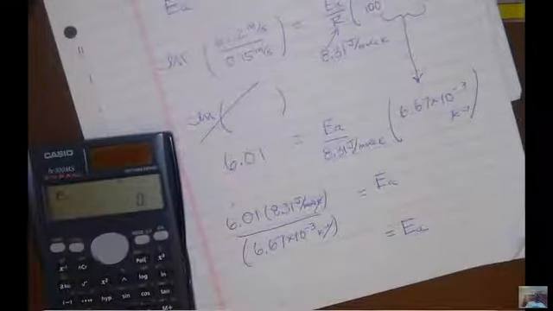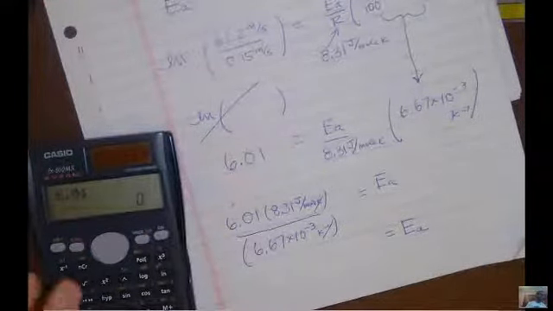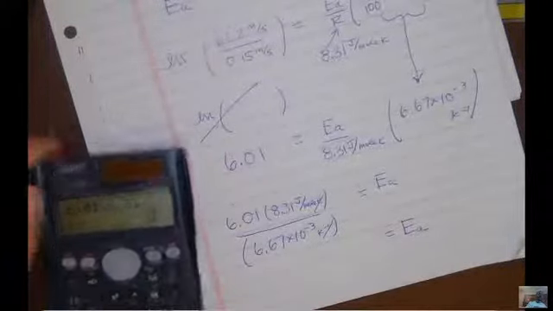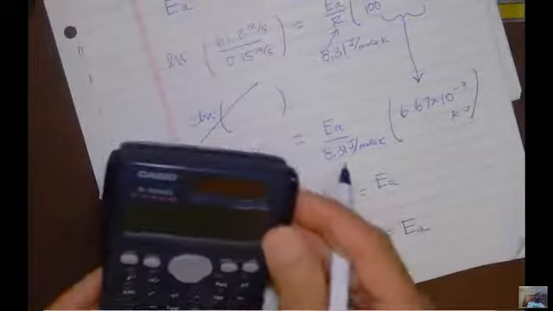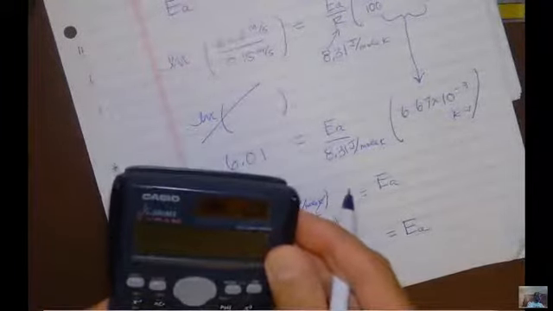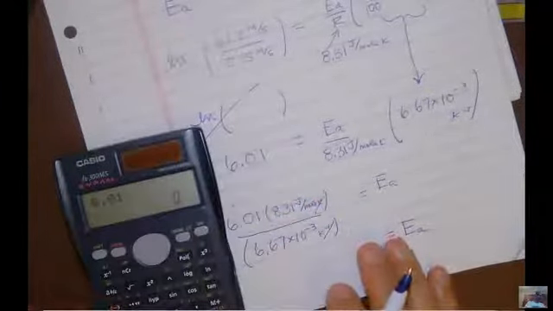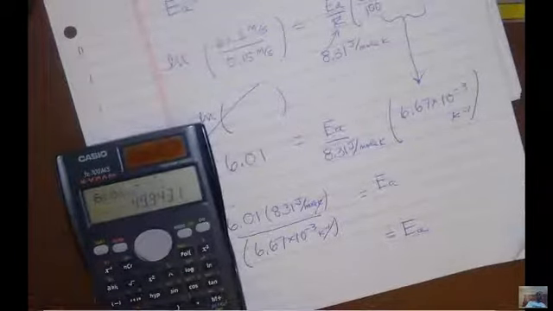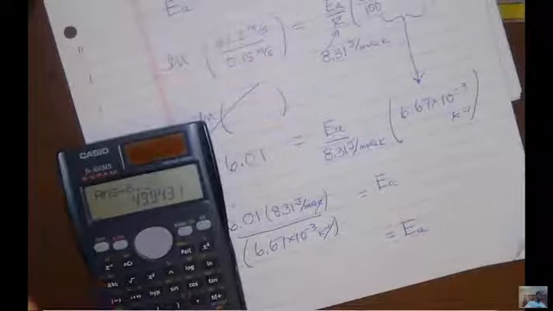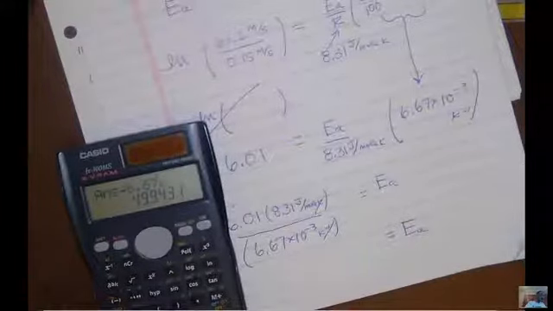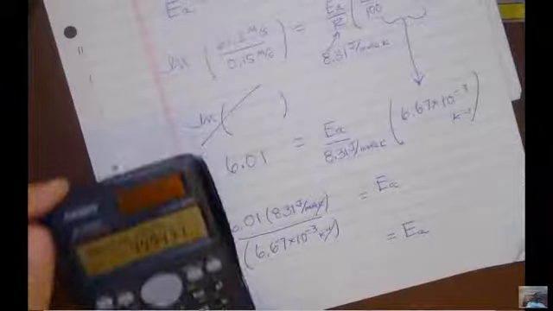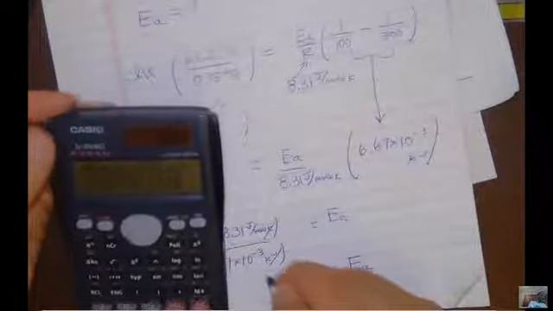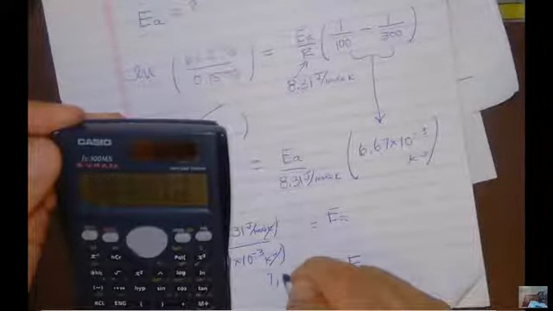So 6.01 times 8.31, all divided by 6.67 e to the negative 3, equals. Okay, wow, I just guessed that one and it comes out reasonable.